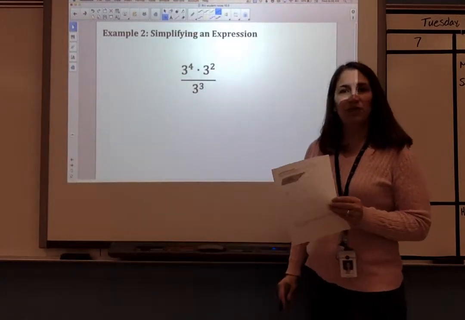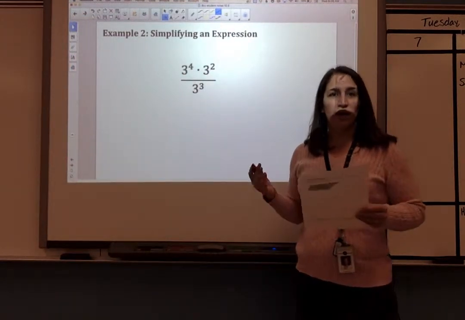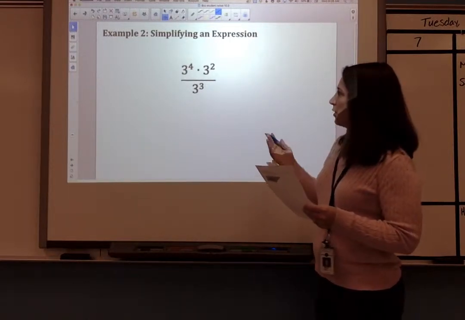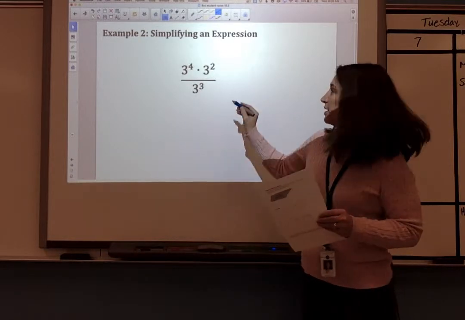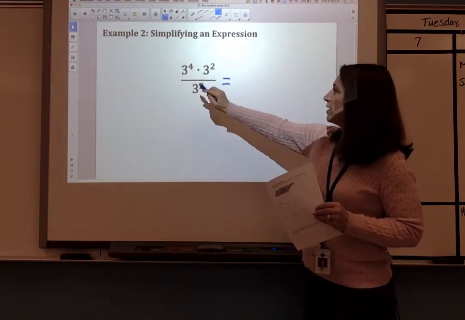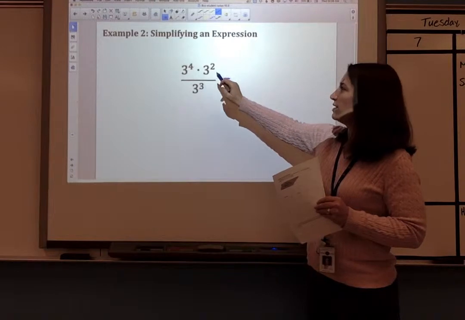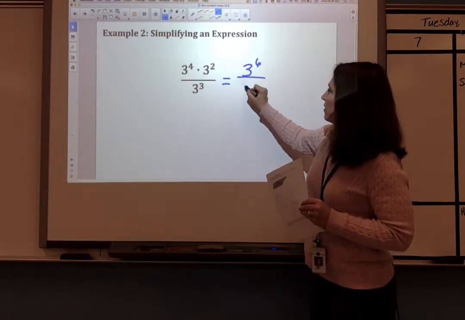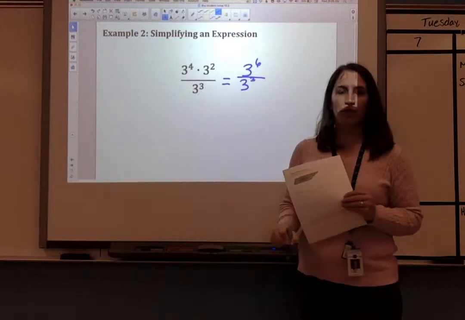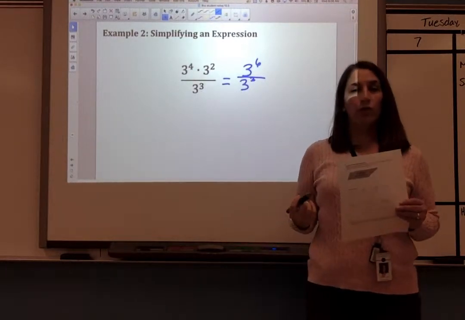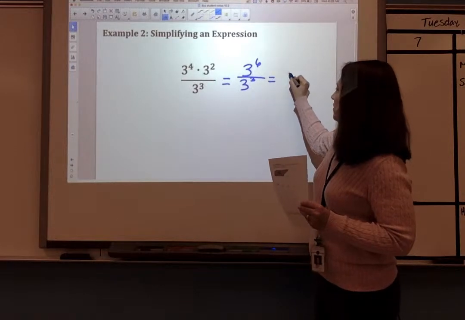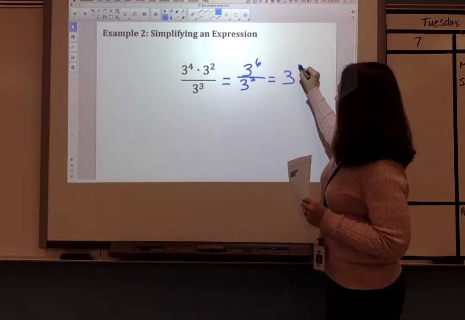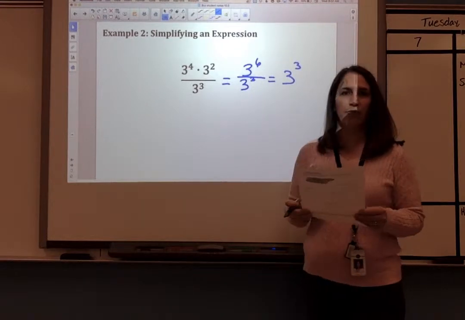All right, so let's simplify an expression that's using the quotient of powers property. So first, we're going to use our product of powers property to simplify the numerator here. We have 3 to the 4th times 3 squared, so that would be 3 to the 6th, over our denominator, which is 3 to the 3rd power. And now we'll use our quotient of powers property to say 3 is the base in both powers, and 6 minus 3 is 3. So that's 3 to the 3rd power.